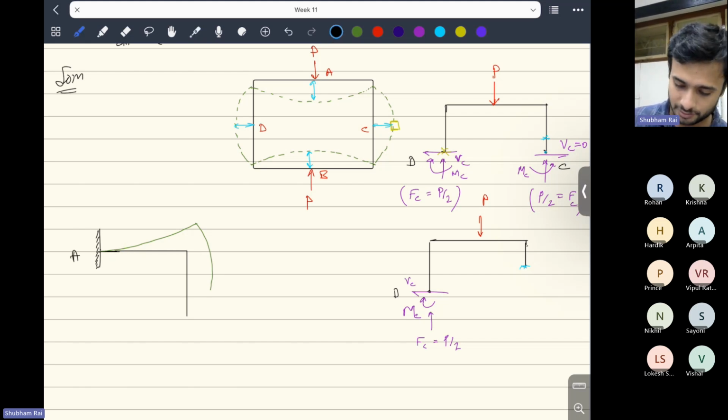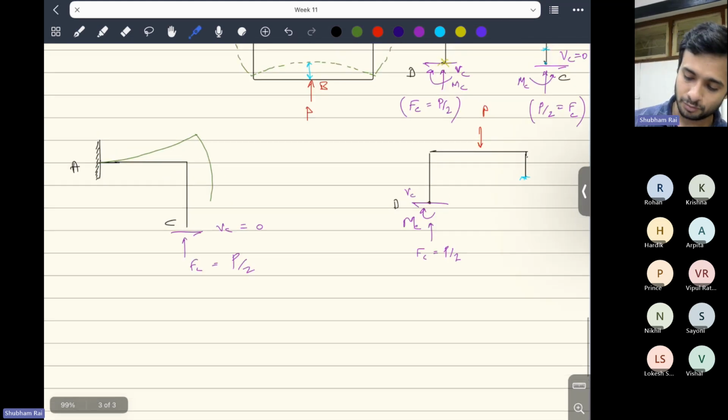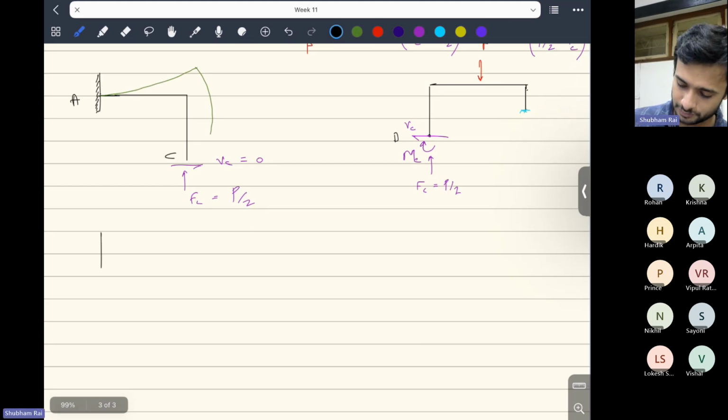So this is point A, this is point C, and the forces acting will be VC acting here. That will be shear force, and that will be zero. And here there will be FC acting, that will be P by 2. I'm not talking about MC; we will determine MC later on. Now I'm going to divide this into two parts, one is this vertical length and one is the horizontal length. So if I talk about the vertical length, let me just write.